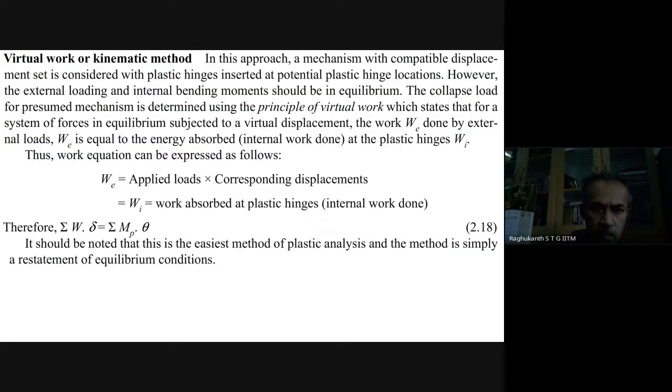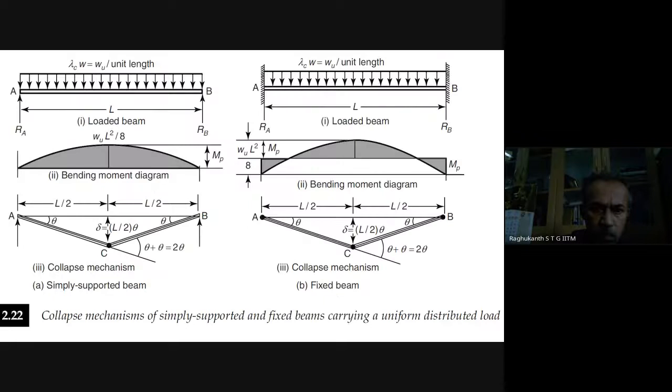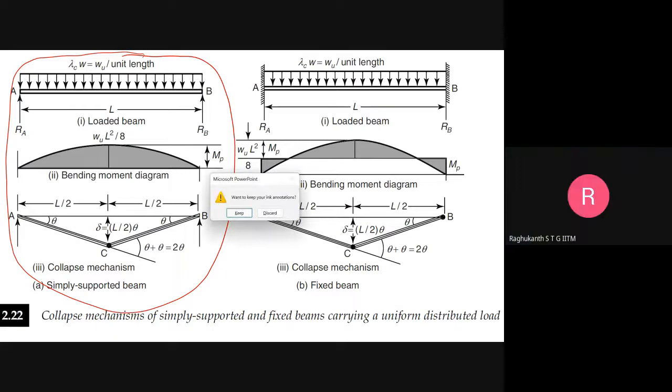Okay. Now I will show you, for example, a simply supported beam. It is very straightforward. You just draw the bending moment diagram. This is the bending moment diagram for a simply supported beam. Now, where the bending moment is maximum for a simply supported beam subjected to UDL? See, all of you are there. So where is the bending moment maximum?